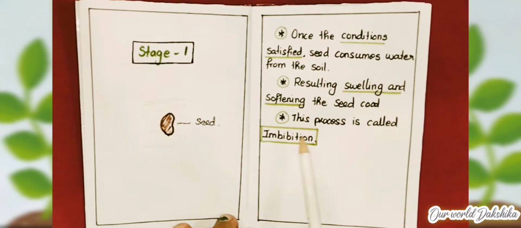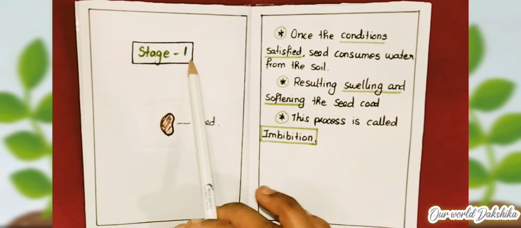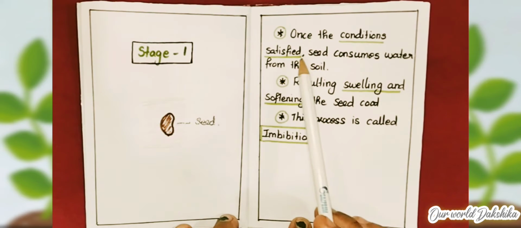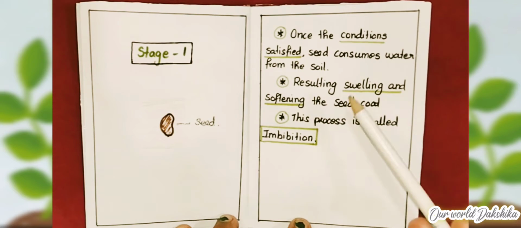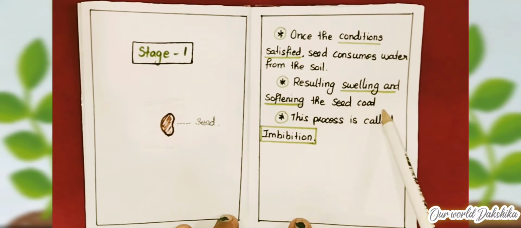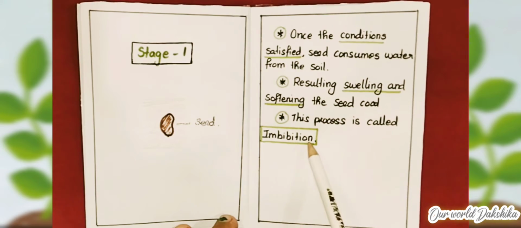This process is called imbibition. This is the first stage. Once the previous conditions are satisfied, the seed consumes water from the soil, resulting in swelling and softening of the seed coat. This process is called imbibition.